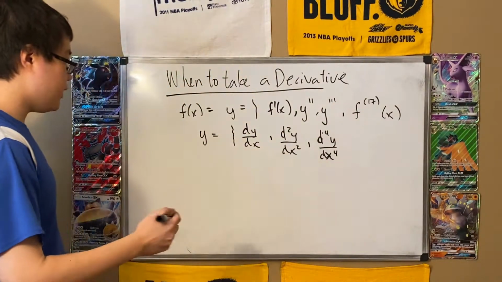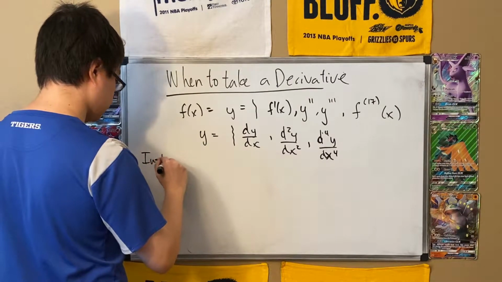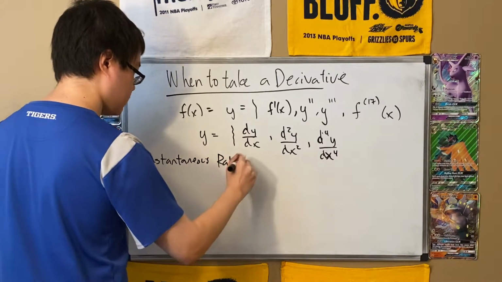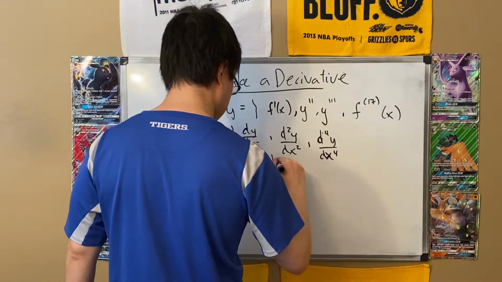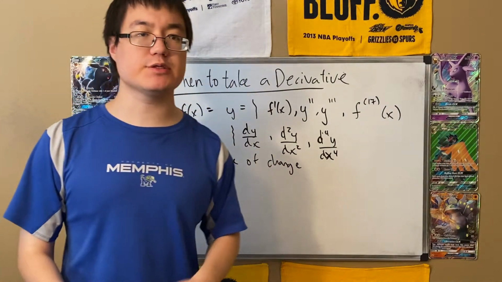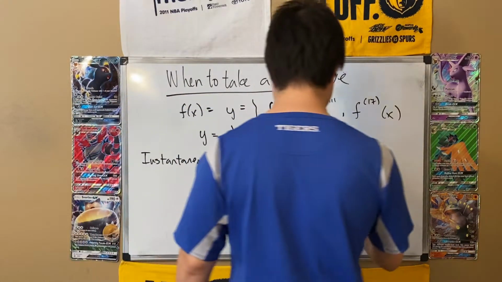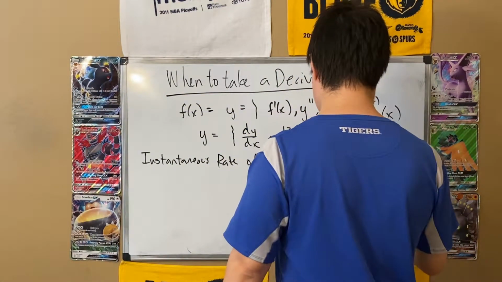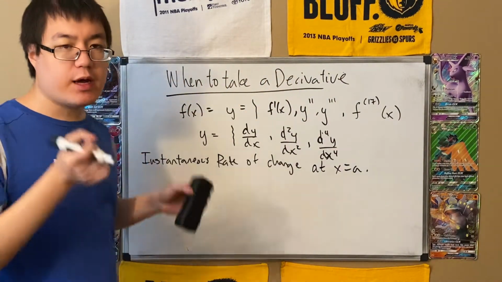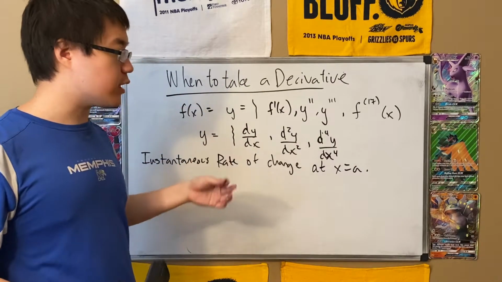But what about some English words? Well, remember, derivative is instantaneous rate of change. So if you want to find the instantaneous rate of change, you're going to be taking a derivative, like find the instantaneous rate of change in f of x. Well, I'm just going to take a derivative, and usually it's at a number because it's instantaneous. So we're going to take the derivative and plug in a number.